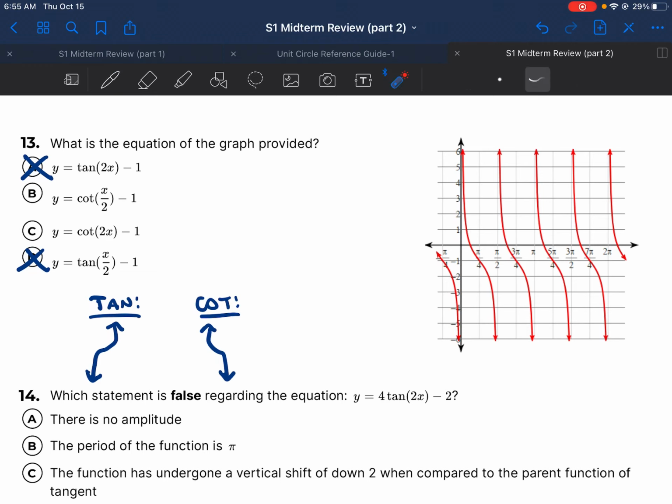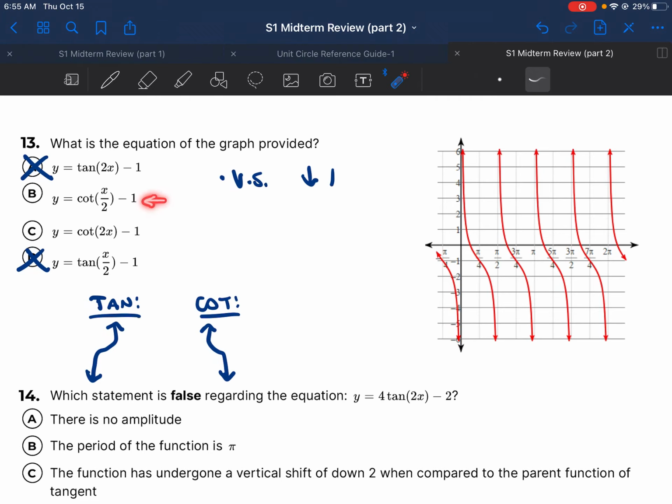So if you're looking at your remaining answer choices, they both have vertical shifts of down 1. So that is something that we know. But that doesn't really help us because both of these answer choices have vertical shifts down 1. So we need to take a look at the B term. The B term for answer choice B is 1/2. The B term for answer choice C is 2. So remember that the B term helps determine the period. And for both tangent and cotangent, the period is pi divided by B.